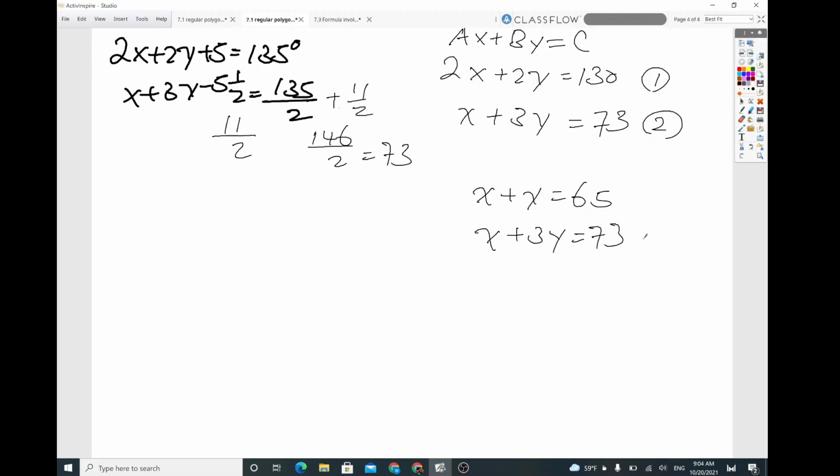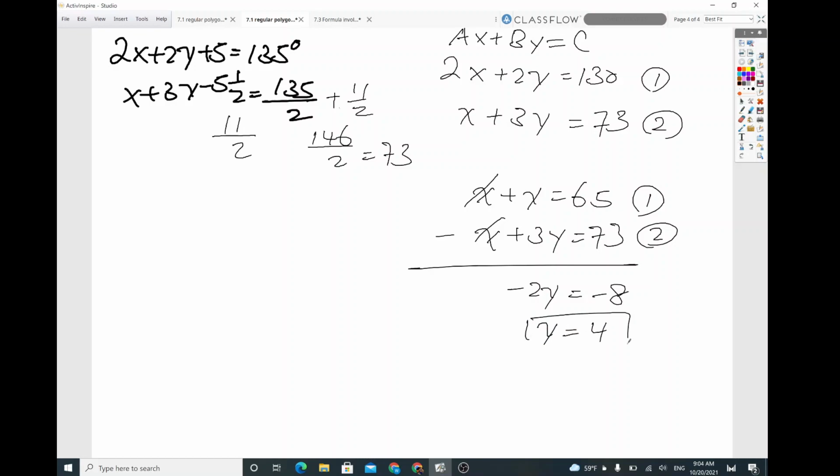So what we can do here is subtract. The second equation minus the first equation, or the first minus the second, it doesn't matter, it depends on which way you want. So the x gets cancelled after you subtract. Y minus 3y is negative 2y. 65 minus 73 gives negative 8. And then solving for y, y is 4.